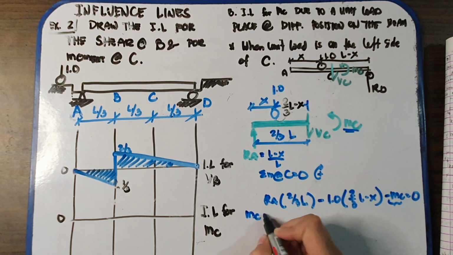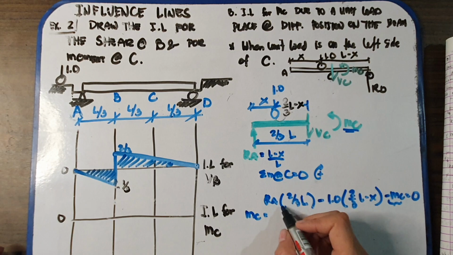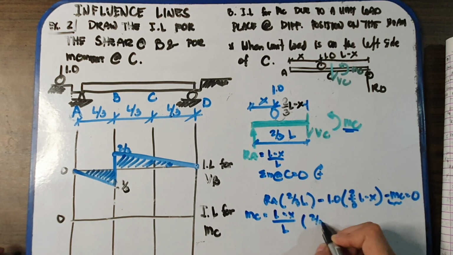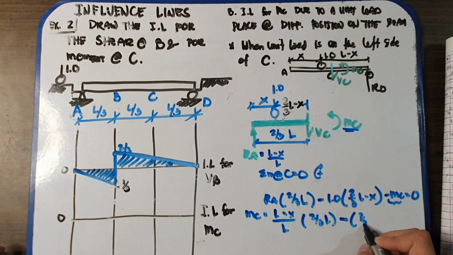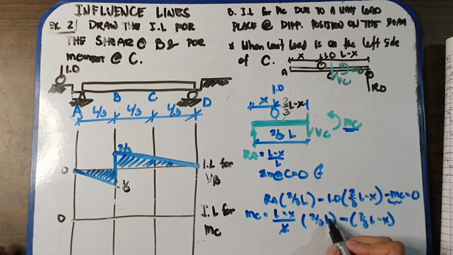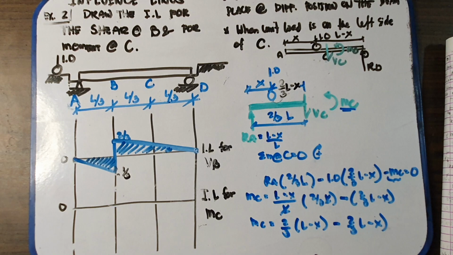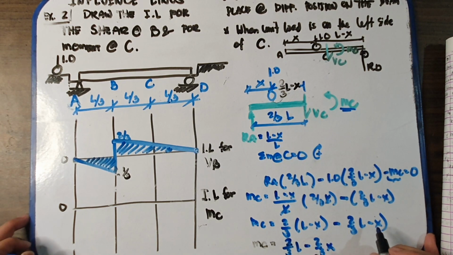So, ilagay natin dyan. MC is equal to, ito, as is natin yan. So, L minus X all over L times 2/3 ng L minus 2/3 L minus X. So, L and L will be cancelled. So, MC is equal to, pwede nyo nang gawin to para hindi na kayo mag-simplified. So, L minus X minus 2/3 L minus X. Ayan, pwede naman na natin gawin to. So, we have MC is equal to 2/3. Okay, ito na lang. 2/3 ng L minus 2/3 ng X. Okay, nakita ba?